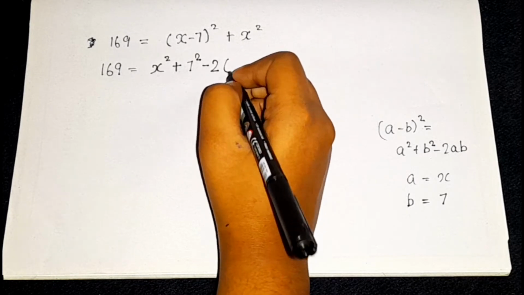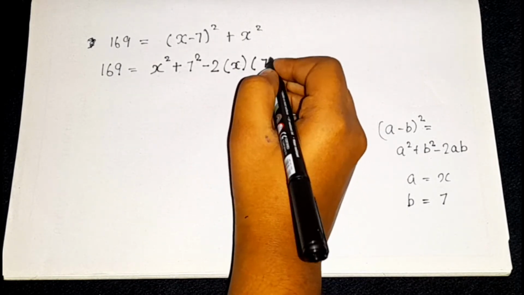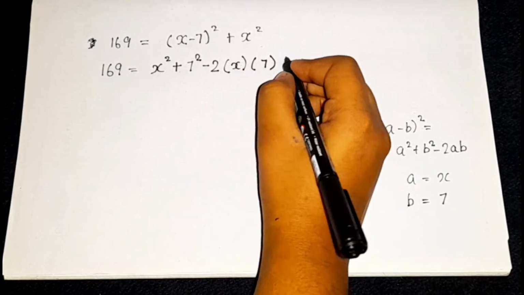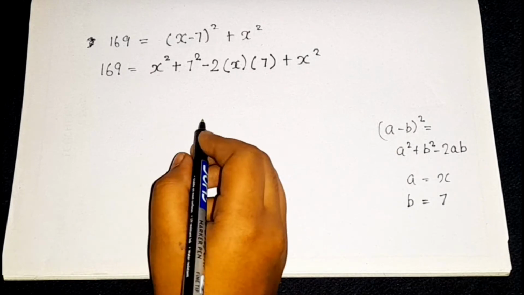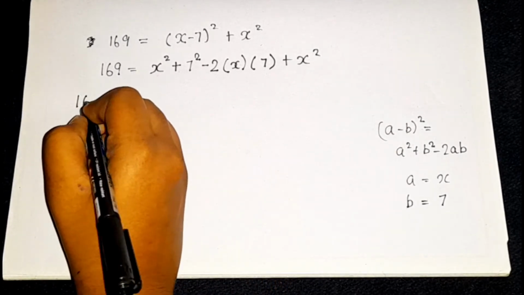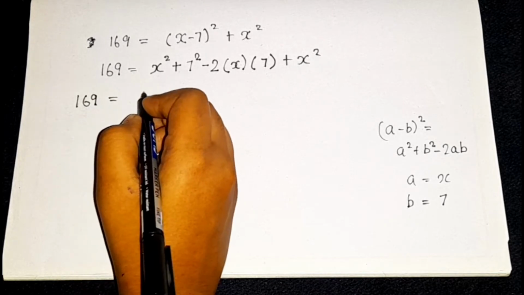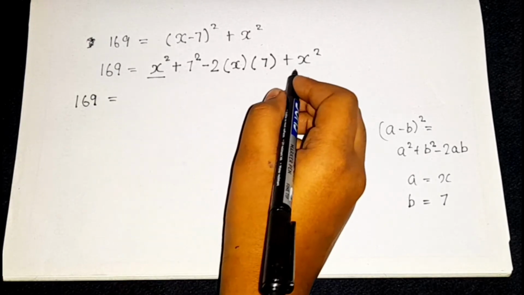Let us write it in bracket. The a value is x and the b value is 7. Now let us write this plus x square as it is. Now since you guys know, we just apply the formula. Now let us simplify them. So 169 is equal to x square. Here we have x square and here also we have x square.